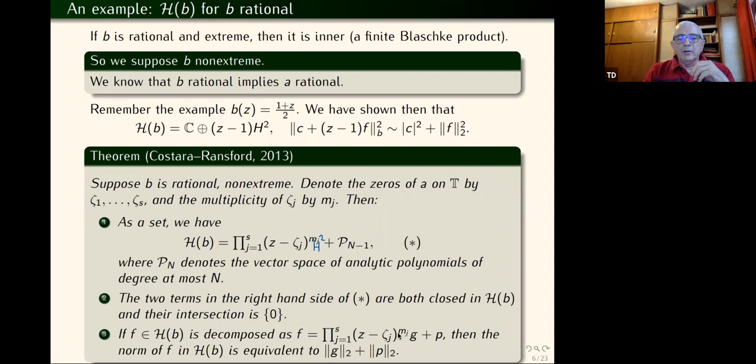And once we have such a decomposition, the norm is equivalent to the norm obtained by considering the two parts. In the first part, we have the norm of G, and in the second, you have the usual norm of P. Anyway, these are equivalent norms, so you can take any norm for P, which is finite dimensional. You have to take the H² norm of G, but then the norm is also equivalent to the square root of the norm of G squared plus the norm of P squared.